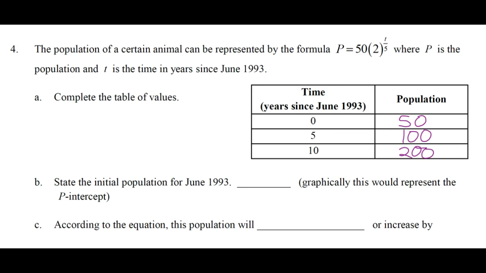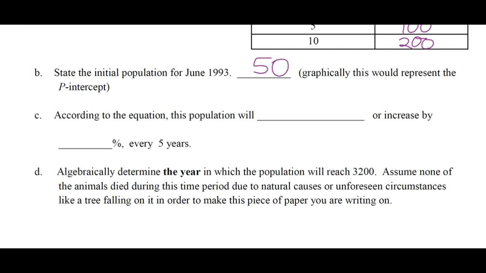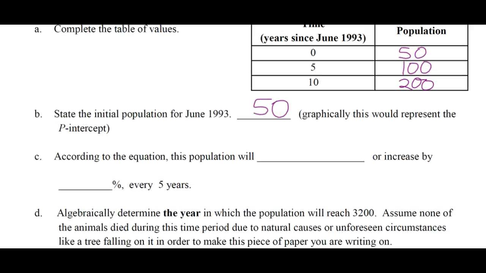So the initial population for June 1993, graphically this would represent the p-intercept, right? When t is 0, that's the p-intercept, and it's using the p and the t. So that's 50, right? According to the equation, the population will increase by, so what's it doing every 5 years? So it's 50, 100, so it's doubling. So 100%, or increasing by 100%, right? Just adding on the initial amount, which doubles it. So it doubles every 5 years. That's that t over 5, right?